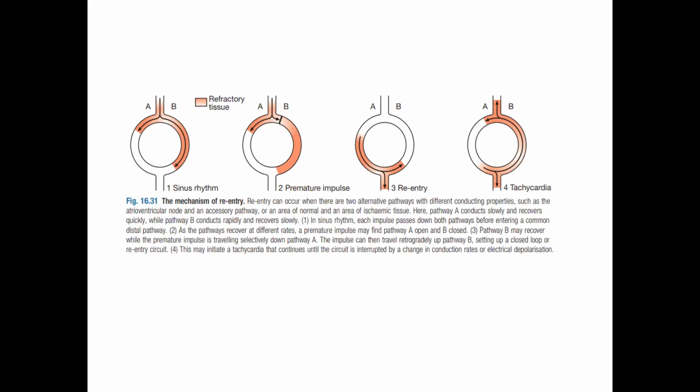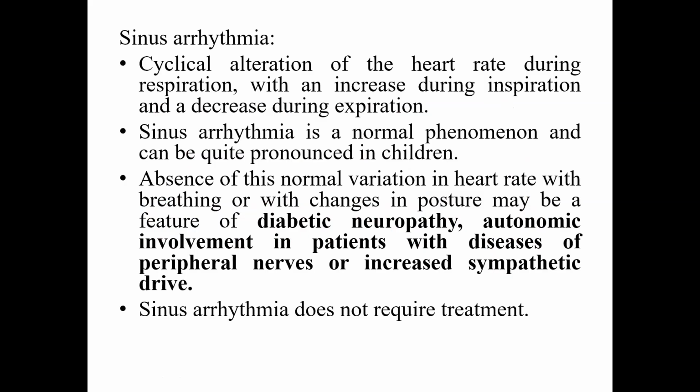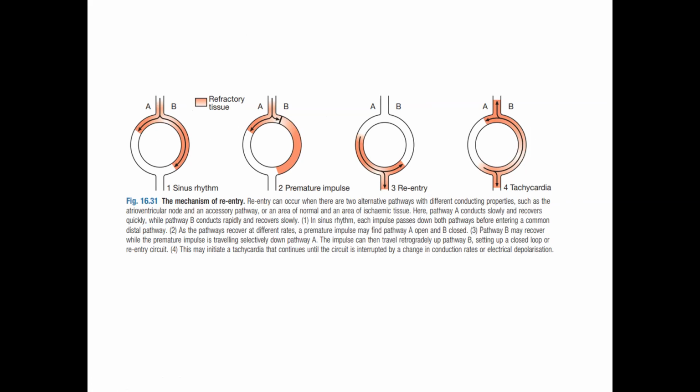But in case of premature impulse, what happens is, A will be normal. But what happens to pathway B? The premature impulse will reach pathway B and B is closed. So this cannot move here. So it becomes premature. That is, the normal impulse is not taking place and the pathway of B is closed.